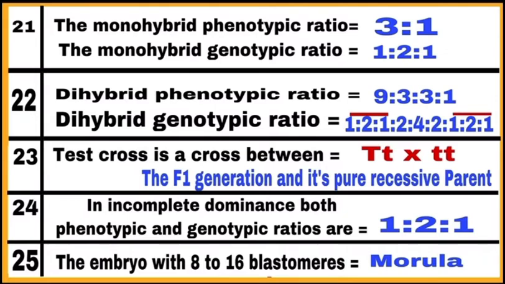a cross between capital T small t and small t small t. That is, it is a cross between F1 generation and its pure recessive parent. Point 24. In incomplete dominance, both phenotypic and genotypic ratios are 1:2:1 in case of incomplete dominance. 25. The embryo with 8 to 16 blastomeres is called morula.